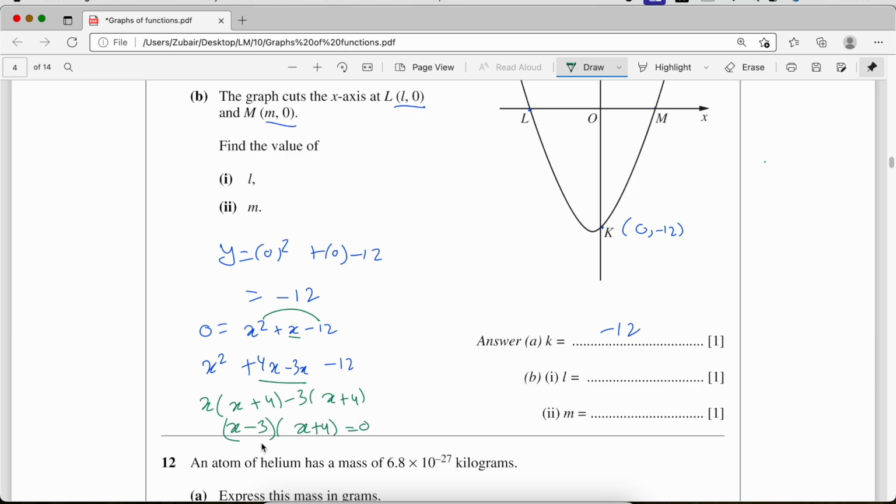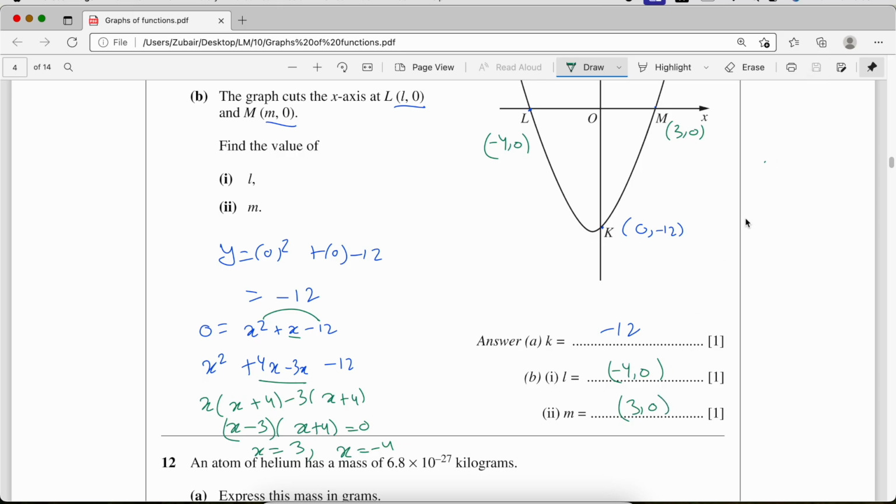We are looking for the values. So one is x equals 3 and the other is x equals minus 4. So the positive value comes on this side. This is (3, 0), and the negative value is on the left side, that's (-4, 0). So we have the coordinates.